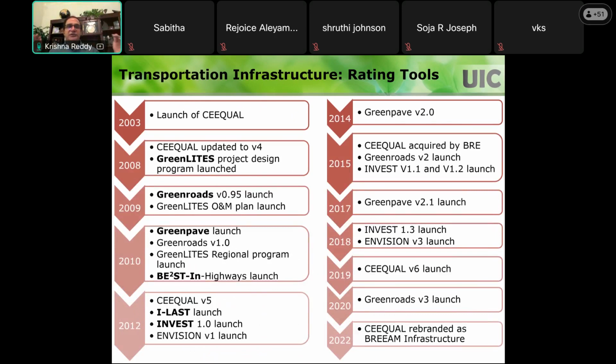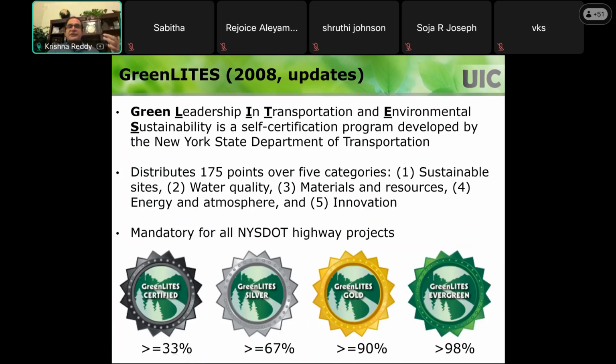But if you are just talking about the transportation infrastructure, there are some tools that have been specifically developed for transportation. I highlighted these the first time: the Green Lights, Green Roads, Green Pave, B2ST in highways, ILAST in West. So these are the specific rating tools that are designed only for transportation, and they have undergone revisions over the years. But if you are interested in just the transportation infrastructure rating, sustainability and resiliency rating systems, you should be looking at these things.